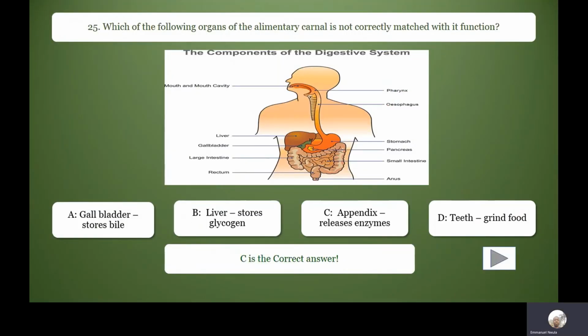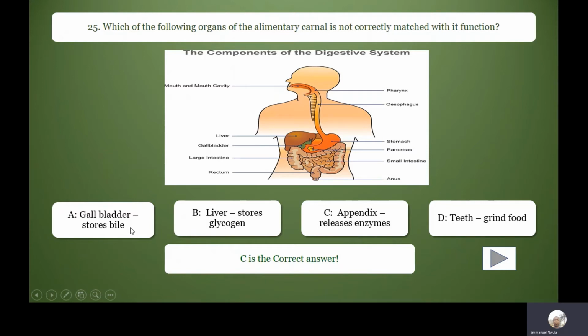Which of the following organs of the alimentary canal is not correctly matched with its function? The answer here is C. The appendix does not release enzyme into the small intestine. So the answer here is C.